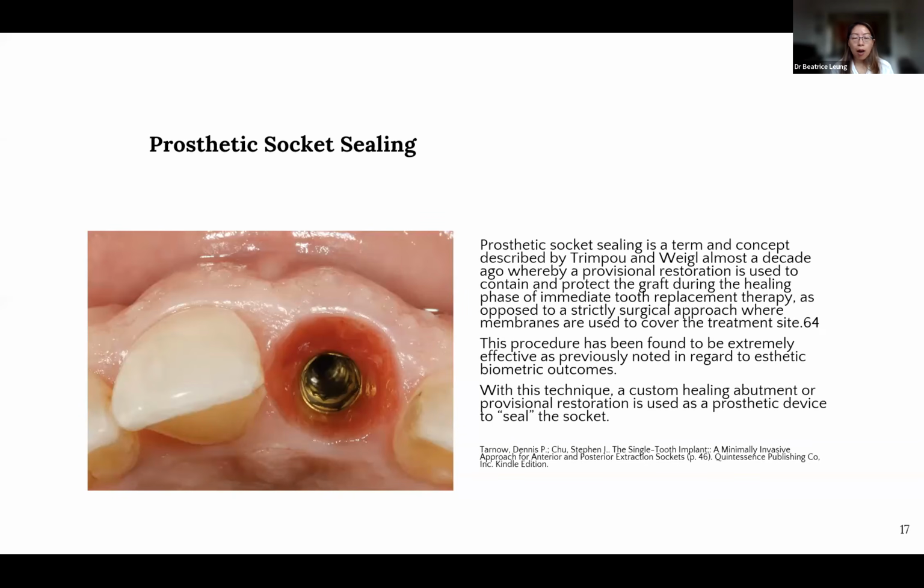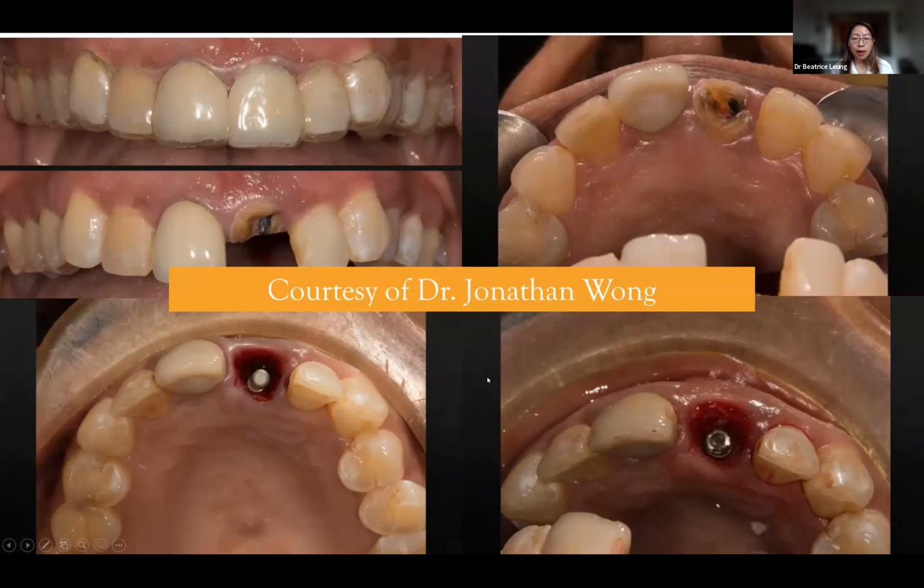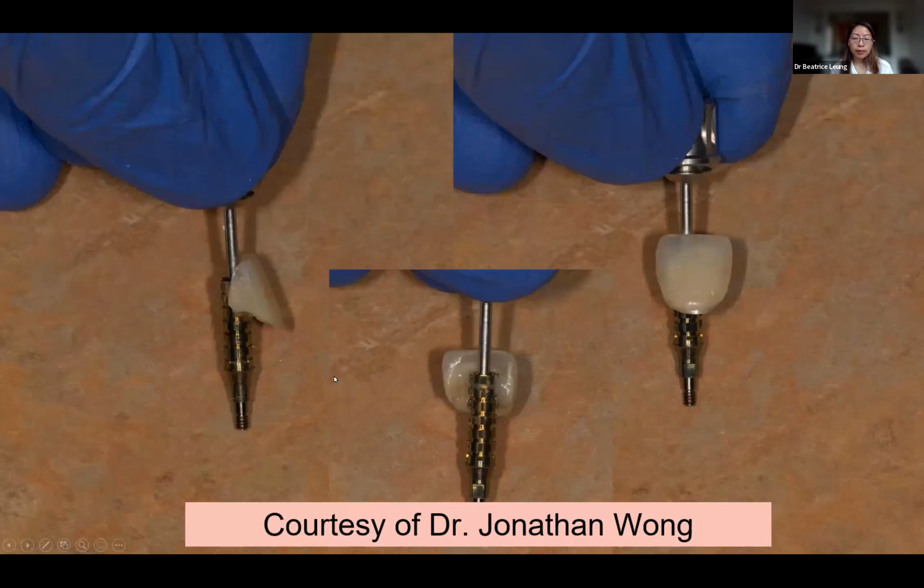Okay, so just to show you a case, this is a case that my former associate, Dr. Jonathan Wang, did, and he graciously lent me the picture so I can show you. You can see that this tooth is broken down and there's not much ferrule. So what he did was he extracted the tooth on the same day. He placed the implant, and you can see him placing the implant and grafting the area. He ended up using the tooth to make the temporary crown.